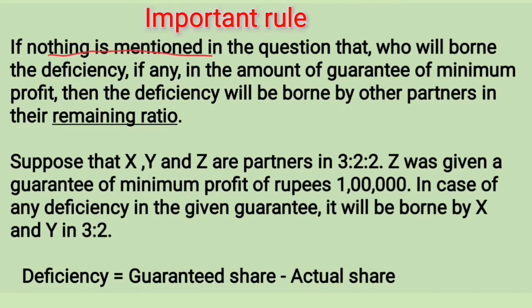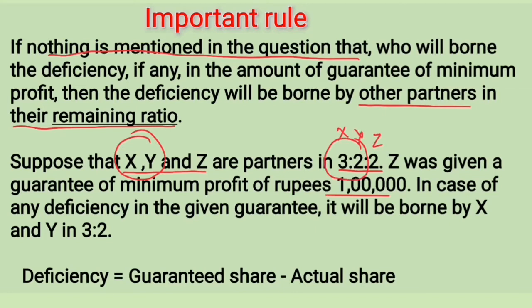Next, the important rule regarding guarantee of profits to a partner. If nothing is mentioned in the question about who will bear the deficiency, in that case, the deficiency will be borne by the remaining partners in their remaining ratio itself. For example, X, Y, and Z are three partners and their ratio is 3:2:2. Z was given a guarantee of minimum profits of rupees 1 lakh. In this case, if there is any deficiency for Z, then it will be borne by X and Y in their ratio itself, that is 3:2, because Z is given the guarantee and its deficiency, if any, will be borne by X and Y in the ratio of 3:2.